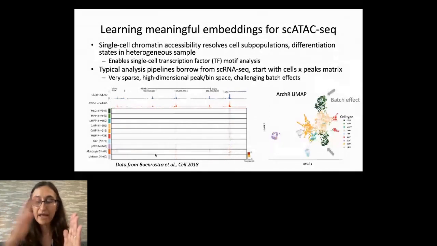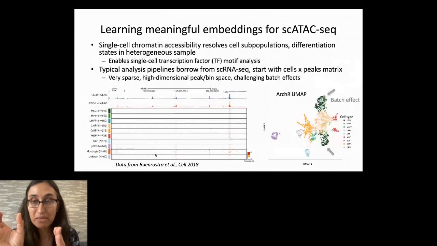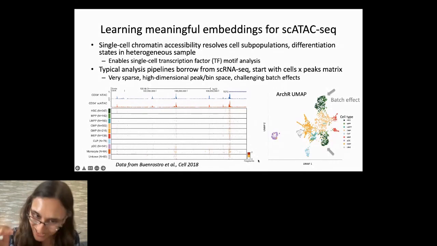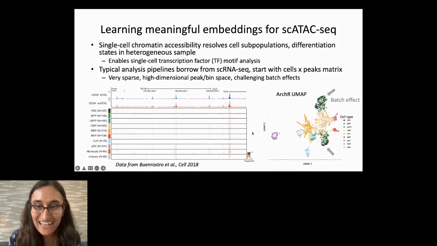So instead of a cell by genes matrix, you start with a cell by peaks matrix, or maybe cells by genomic bins. It's very sparse, it's very high dimensional, and you have challenging batch effects. Okay, so for example, here I'm showing some data from Jason Buenrostro's paper. This is a bone marrow human hematopoietic data set. You can see how sparse it is. You can see that the dynamic range is 0, 1, and 2, okay, when you look at single cells.